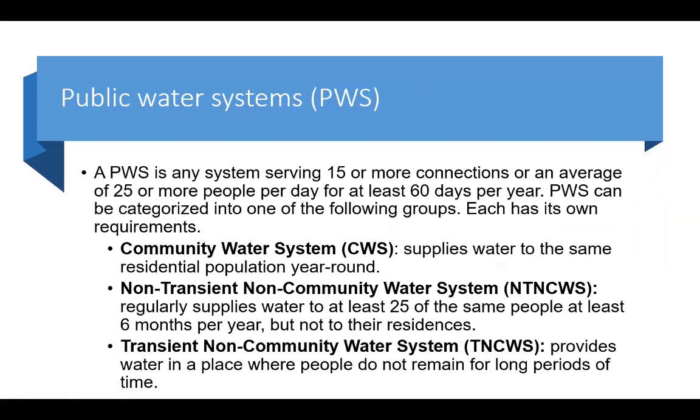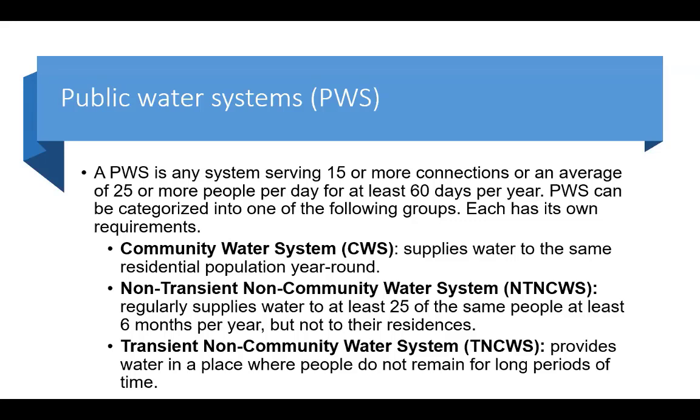Now, in order to really talk about distribution systems, we need to define the distribution system. And we talk about public water systems. So a public water system is any system serving 15 or more connections or an average of 25 or more people per day for at least 60 days per year. That is the law in the U.S. Public water supplies can be publicly owned. They can be privately owned. So it really has nothing to do with ownership. It has everything to do with who that water is being supplied to.